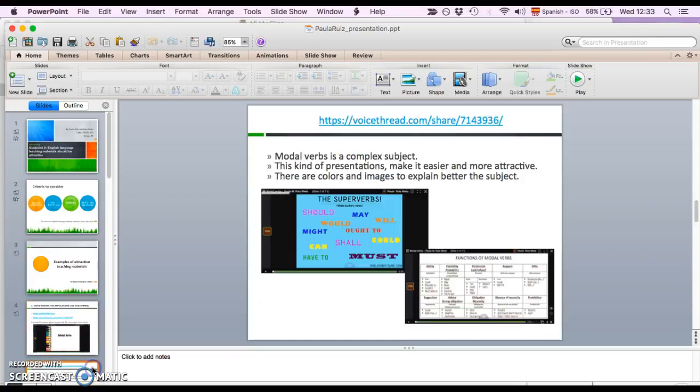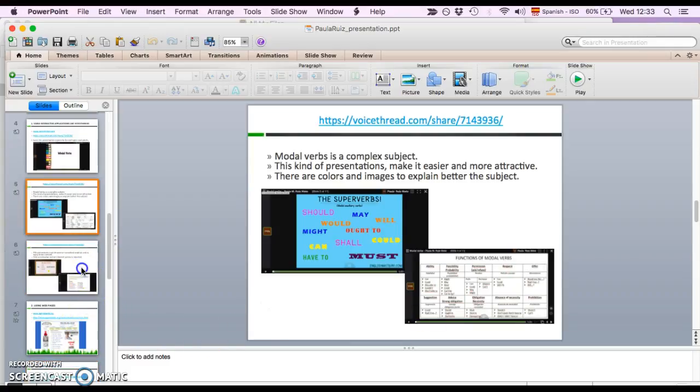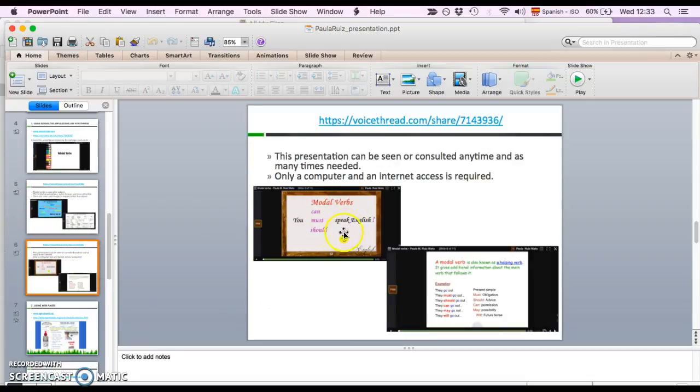I have here some of the other slides. The first one is a general explanation of what modal verbs are, and then there is a table where you can see the different uses of modal verbs. Finally, I represent how a single modal verb can change completely the meaning of a sentence, and I also give some examples. This presentation, as you can see, can be consulted anytime and as many times as needed.